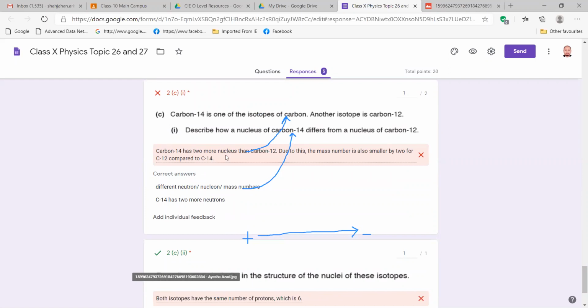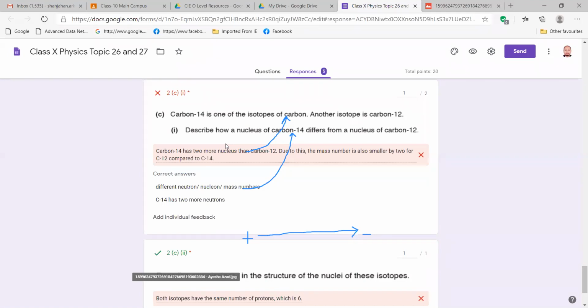Here, carbon 14 has two more nucleus. Look, this one should be two more neutrons. Be careful. In the mass also, due to this, the mass number is also smaller by 2 for carbon 12 compared to carbon 14. So here you correct it: two more neutrons. So basically, it's a spelling mistake. So I just wrote that. Yeah, so you be careful next time.